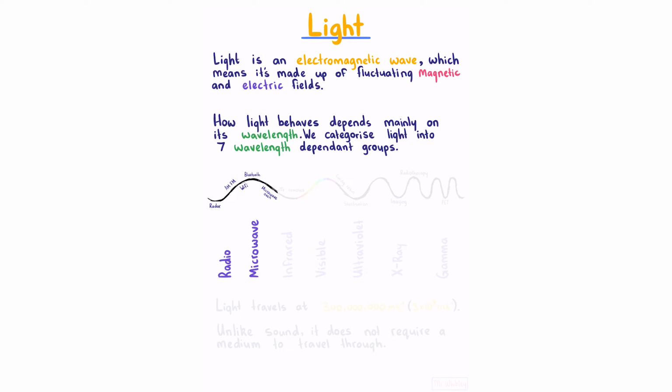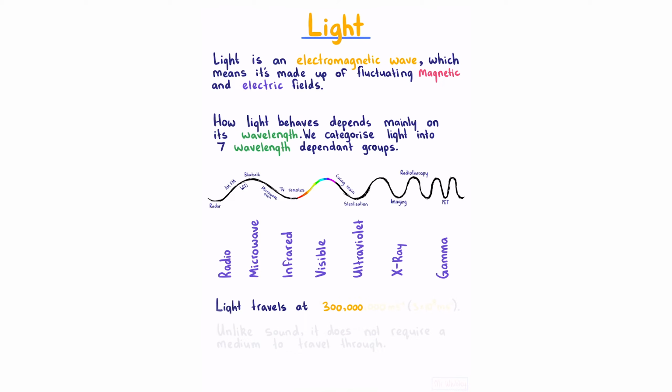Bluetooth and microwave ovens, infrared used by your TV remote to send signals, visible light, ultraviolet used in sterilization and curing resin, X-rays which are used in imaging and radiotherapy, and gamma rays which are used in PET scanning or positron emission tomography. Light travels at 300 million meters per second, or 3 times 10 to the 8. Unlike sound, it does not require a medium to travel through.